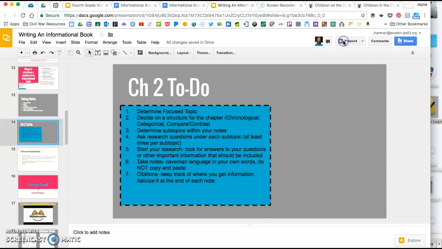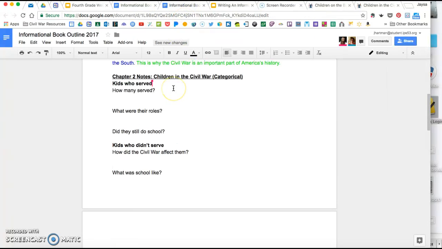Okay, so what we did on Friday, if you look, we came up with how we wanted to structure our notes. And you'll see that my topic is Children in the Civil War, and I decided to do it categorical, okay? And if we want to review that real quick, remember that categorical is you're going to be researching categories of things. Chronological is you're going to be researching a period of time, so at the beginning, the middle, at the end, but it'll be deeper than that. And then compare and contrast, you're comparing two or more things, telling how they're alike or different, okay?